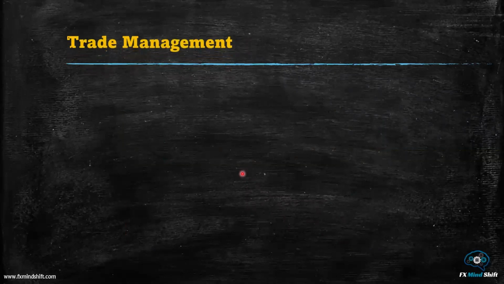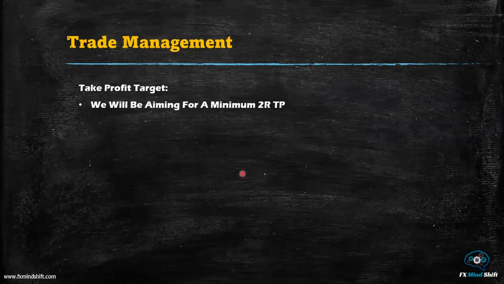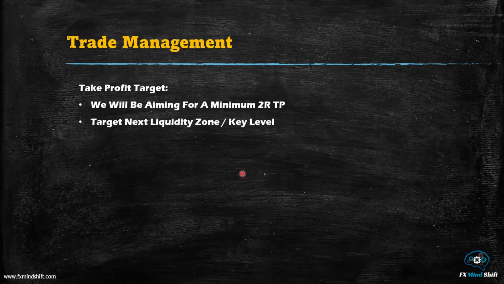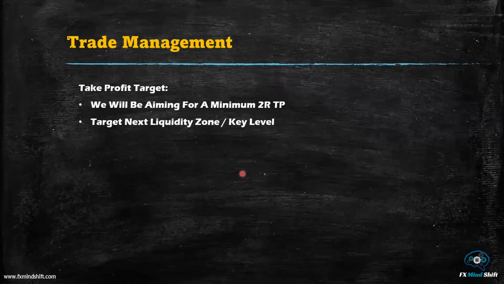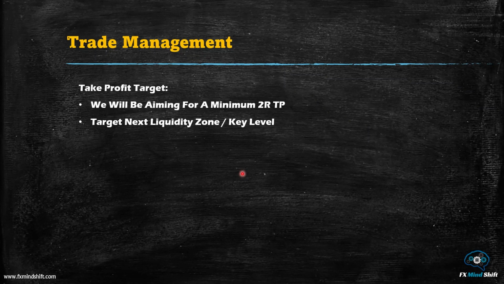Okay, trade management. So what happens after we get into the trade? What are we looking for in terms of a take profit target? So generally, what we'll be aiming for is a minimum of a 2R on the TP. All right. So basically, we're going to be targeting the next liquidity zone or the next key level, and that level must be at least a minimum of 2R for me to take that trade. If it's not at least 2R, I'm not going to be entering that trade because there's just not enough incentive there for me to take that trade.